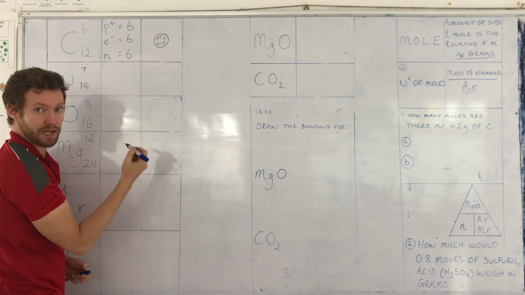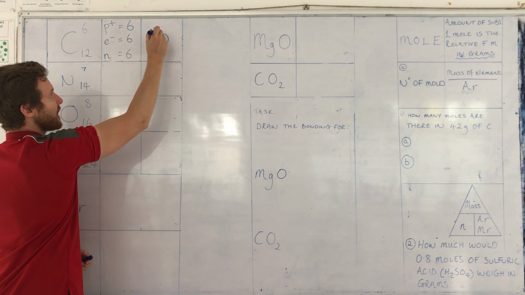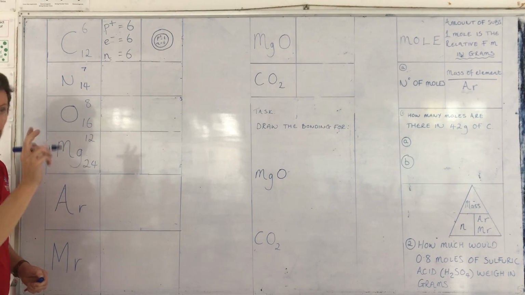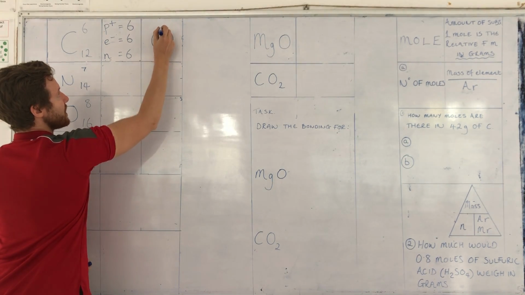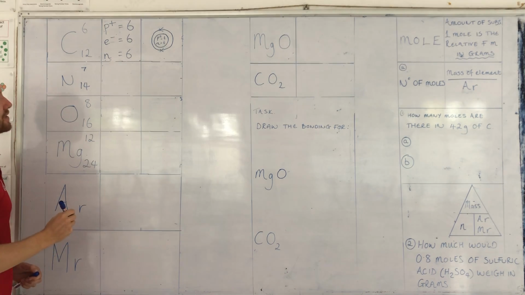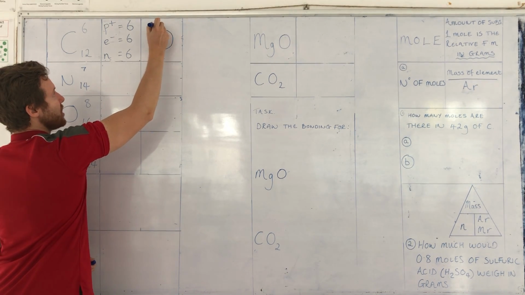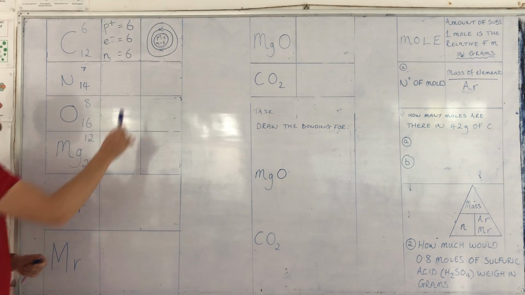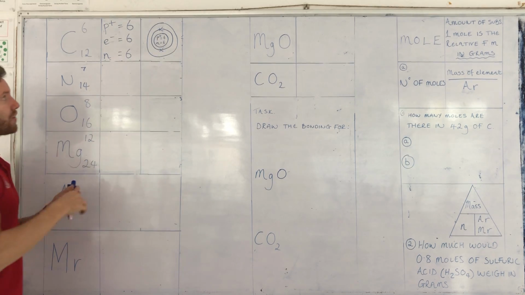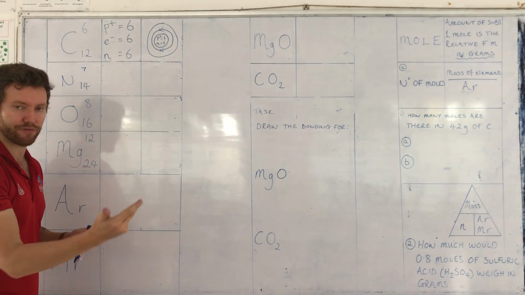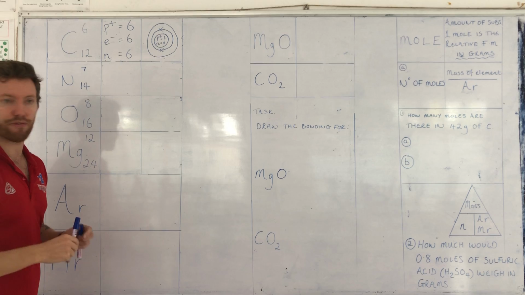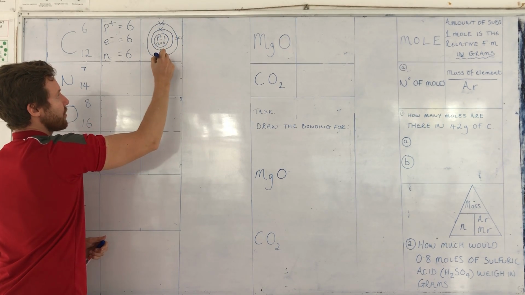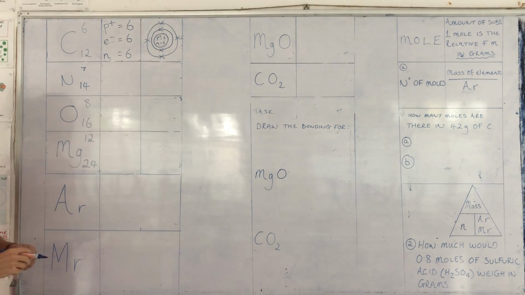Number of electrons, getting a bit more technical now. We need to put our first shell around here. In our first shell, we can have 2 electrons. And in our second shell, we can have a maximum of 8. But we don't need 8 because we can see we have 1, 2, 3, 4, 5, 6. So we just need 4 more electrons. 1, 2, 3, 4. Nice and simple.